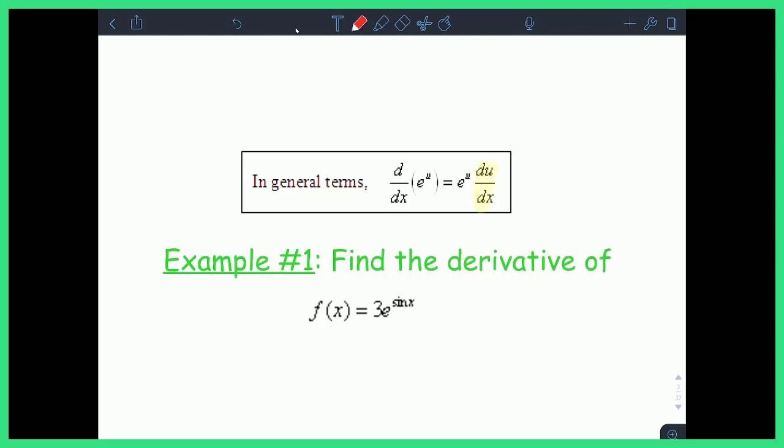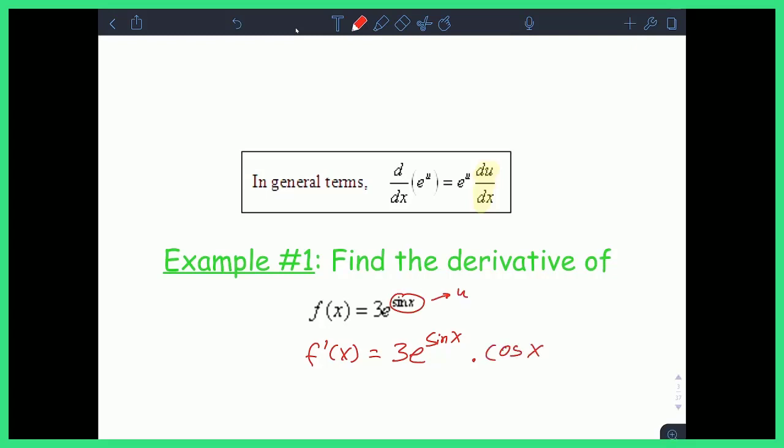Let's try an example. It says find the derivative of f of x equals 3e raised to the sine x power. In this problem, the derivative f prime of x is simply going to be 3e to the sine x, which is the e to the u piece, times the derivative of u, which in this case is sine x. This is our u. So the derivative of sine x is cosine x, and that derivative doesn't really simplify at all.